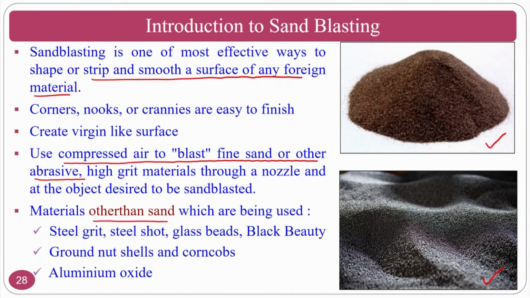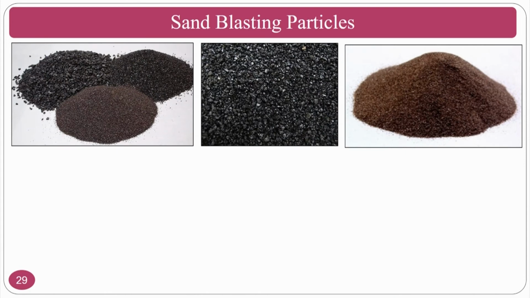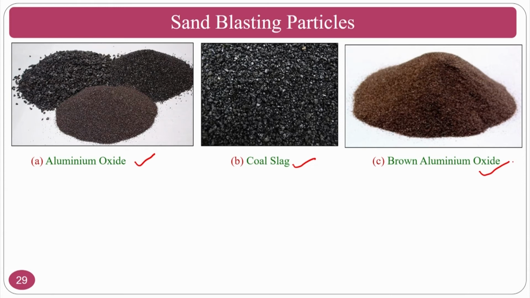Materials other than sand can be steel grit, steel shots, glass beads, groundnut shells. Many things you can use. Aluminium oxide, that is Al2O3, you can also use, depending on the requirement of your particular application. So you can use a variety of particles here. You can see the sand particles and different types of abrasive particles like Al2O3, coal slag, brown aluminium oxide. This is the black aluminium oxide. This A will be black aluminium oxide and C will be brown aluminium oxide.